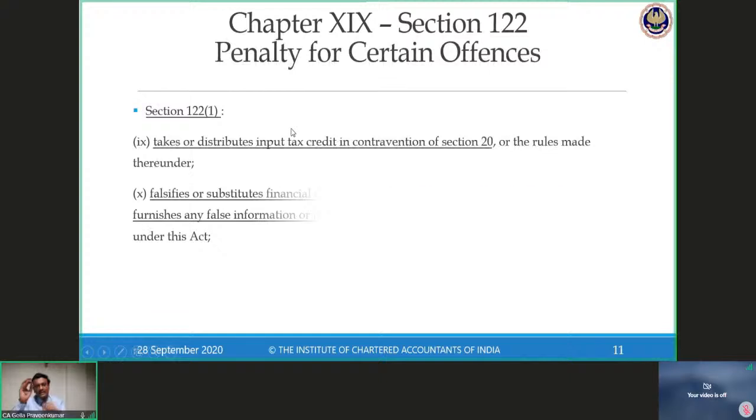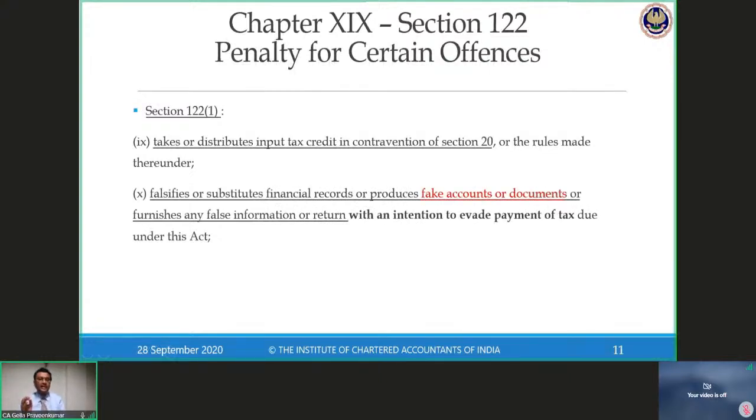Then falsifies, substitutes financial records or produces fake accounts, bucket number 2, or furnishes any false information with an intention to evade payment of tax. Now all this sums up to my bucket number 2. Falsifies, substitutes financial records, produces fake accounts. Please understand very strongly in the back of your mind: I cannot have one set of accounts for income tax purpose, and another set of books of accounts for GST law.